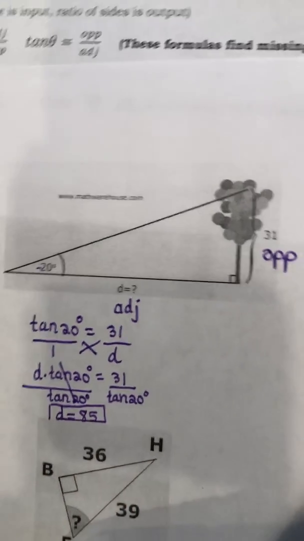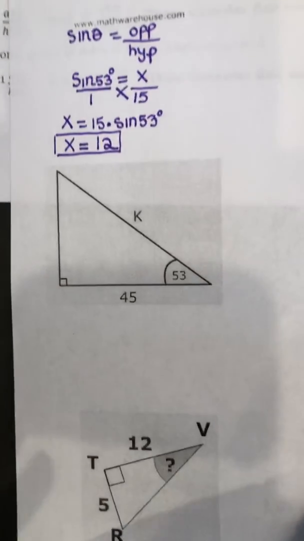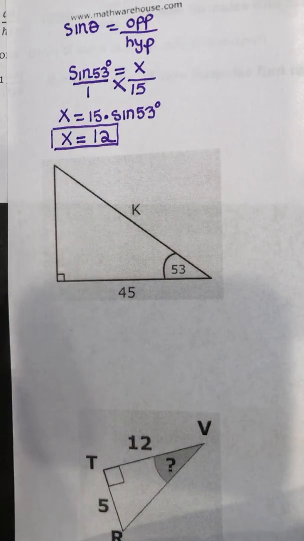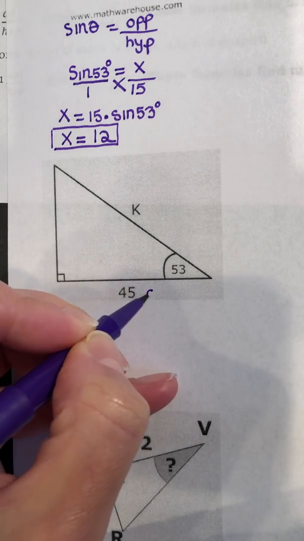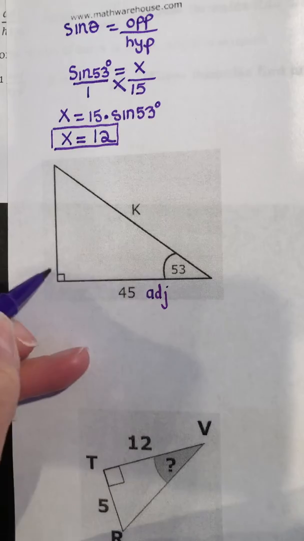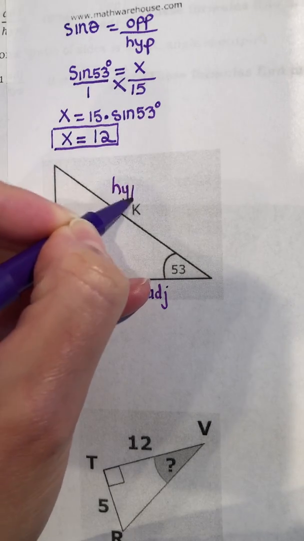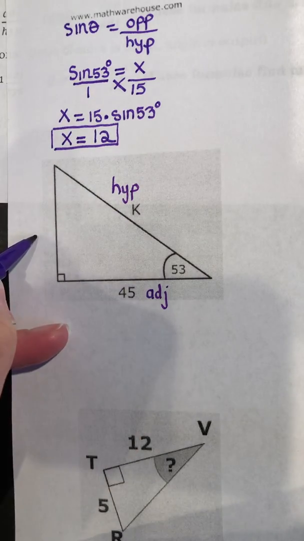Let's go to our third example. Okay, so here, again, I have example 3. I'm given an acute angle. This would be my adjacent side, and K would be my hypotenuse. Notice I am not given the opposite side.